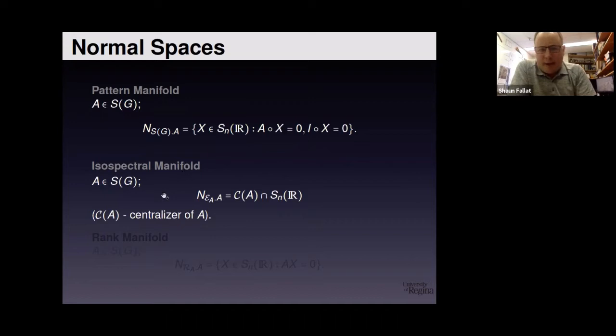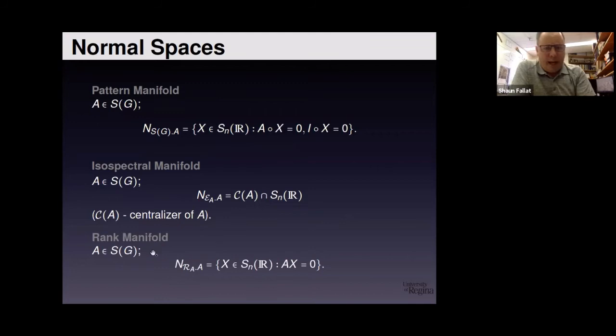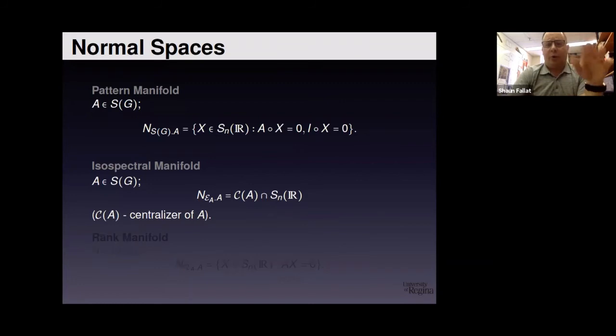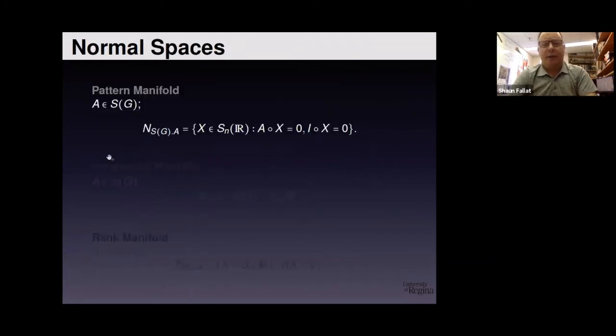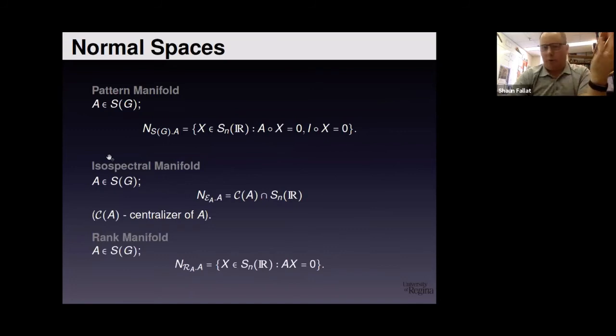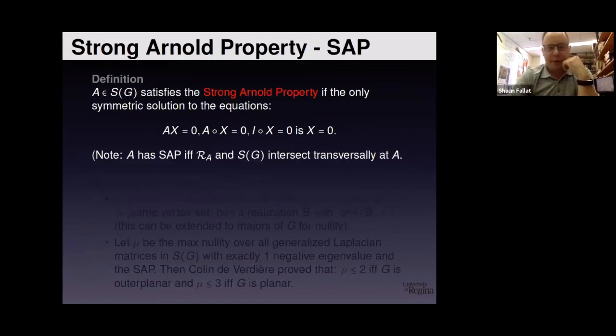The isospectral manifold, this is a basic problem in matrix theory. The normal space is just the set of all symmetric matrices that commute with the matrix A. And in the case of the rank manifold, it's the set of all symmetric matrices that satisfy this property: columns of X are inside the null space of A. So what we're going to do is go back and use this property of transversal intersection to work out what we want with regard to each of these manifolds.